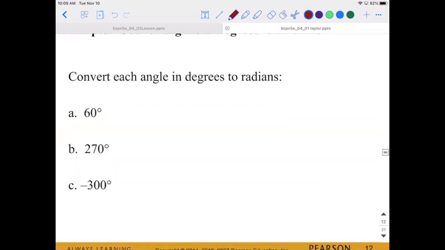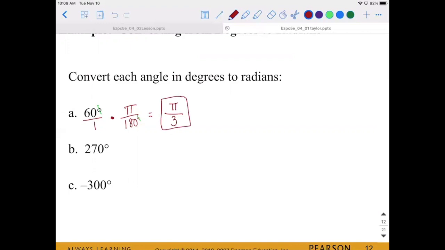So here we go, converting degrees to radians. Anytime we have a degree, we're going to multiply it by pi over 180 degrees. The way I memorize this is that I want to cancel out my degrees so that I end up with radians. So I put degrees on the bottom to cancel out. So here, 60 divided by 180, we're just going to get 3 on the bottom. So we get pi over 3.